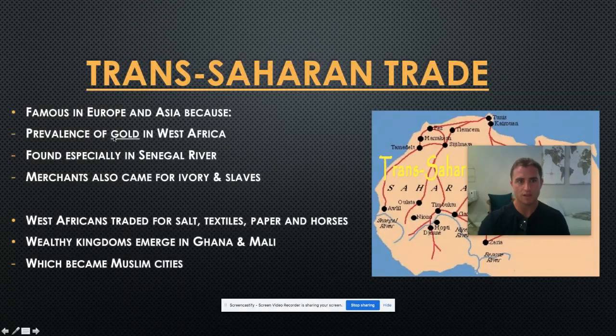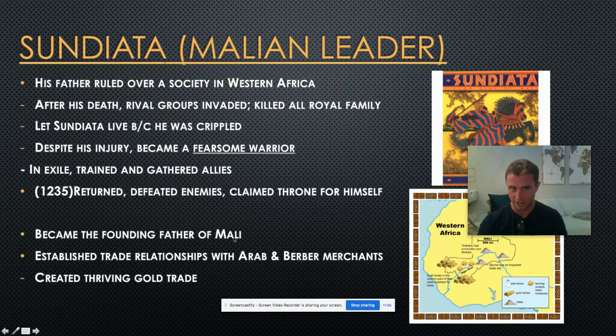Okay, trans-Saharan trade. Again, it's all about that gold in Western Africa, especially along the Senegal River. They also came for ivory and slaves. What are our West Africans trading for? Salt, textiles from India, paper, and horses. Ghana and Mali become our two big kingdoms. Ghana is first, and then comes Mali.